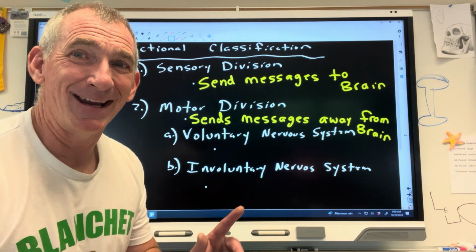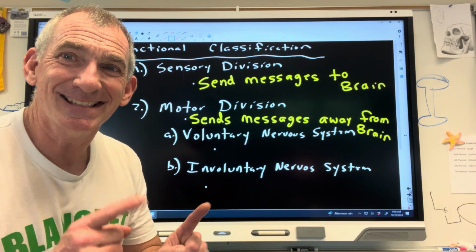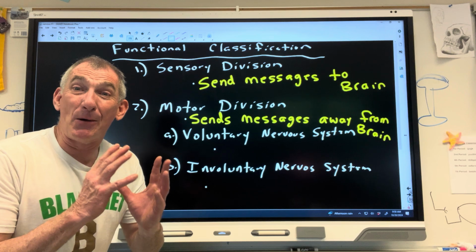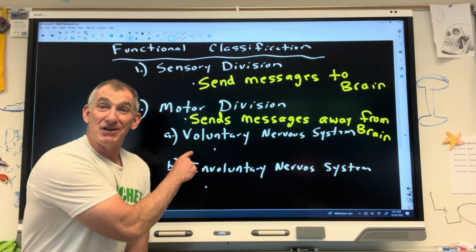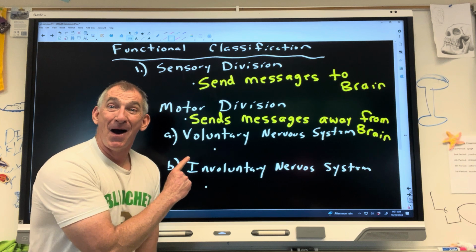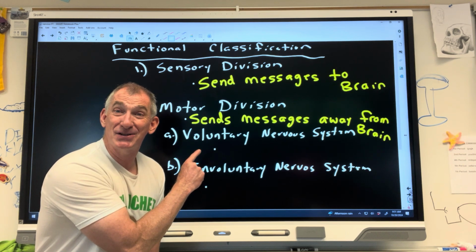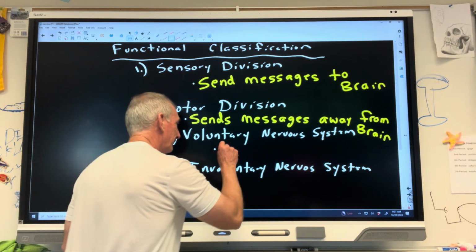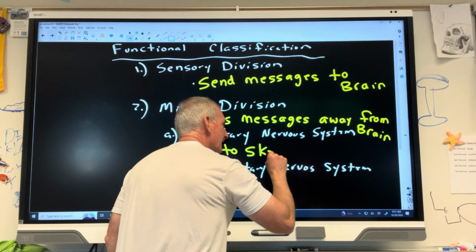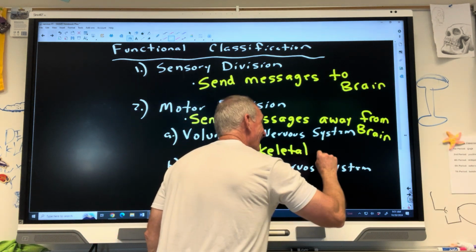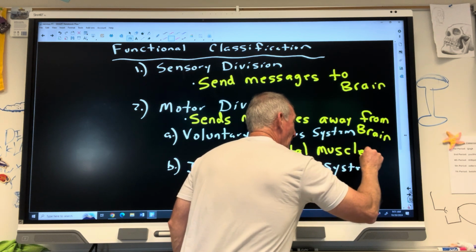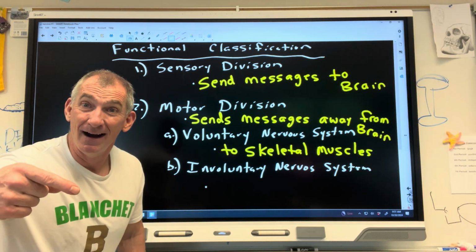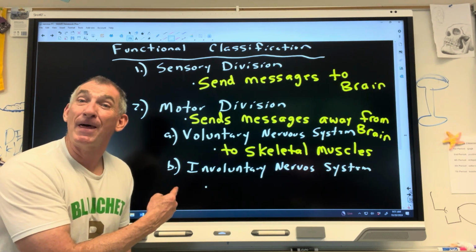If they're going away from your brain, where are they going to? Yes, your muscles. The motor division is further broken down into two parts, the voluntary division and the involuntary division. What muscles go to the voluntary division? Nailed it! The skeletal muscles, the ones that are voluntary. So, which ones does the involuntary go to? The smooth and cardiac muscles.